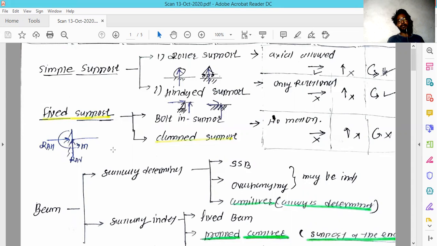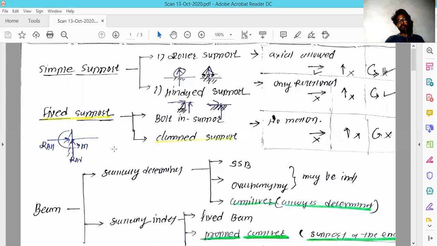If it comes upward, then it must be positive. But if you take it as positive and the force comes out as a negative value, then you have to recognize that you assumed the force in the wrong direction. You have to correct that in the next step. So we have finished with the simple support.